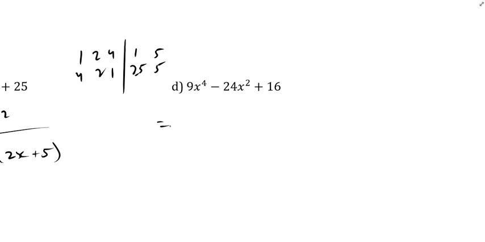9x to the fourth. Perfect square, right? X to the fourth is a perfect square. 9 is a perfect square. 16, perfect square. How do I check the middle term? Does anybody think they can do it? What do you think? Very good. Awesome.